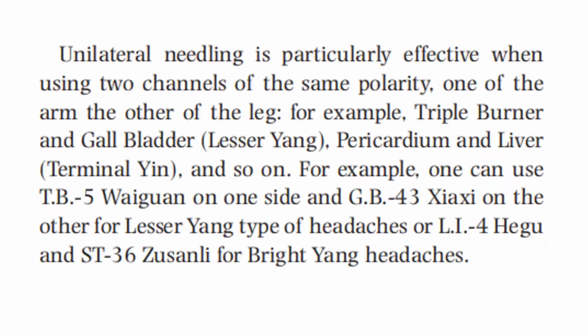Unilateral needling is particularly effective when using 2 channels of the same polarity, one of the arm, the other of the leg. For example, triple burner and gallbladder, the lesser yang, pericardium and liver, the terminal yin, and so on. For example, one can use TB5 on one side and GB43 on the other for lesser yang type of headaches, or LI4 and stomach 36 for bright yang headaches.